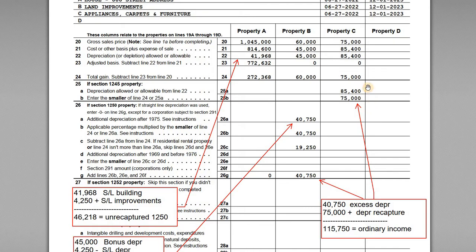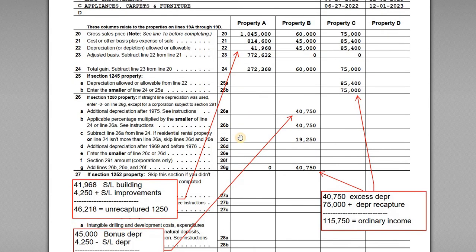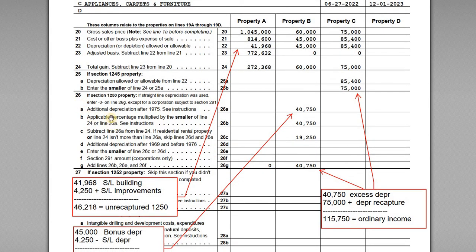So we took $85,400 of depreciation. The total gain was $75K. So all of that $75K is going to be depreciation recapture, and that's going to be taxed as ordinary income. Now, I'll go to property B last because that one's a little more complicated. But property A, we skip over this section because it's not 1245 property, and we go down to line 26.